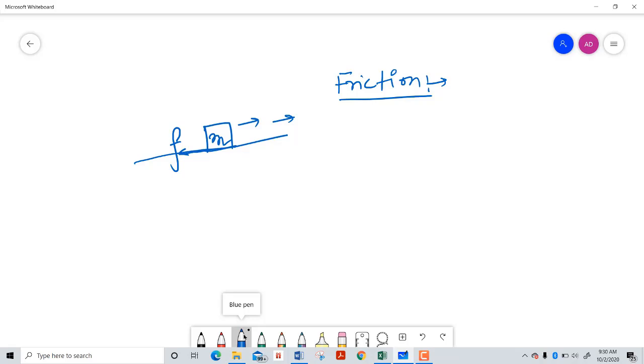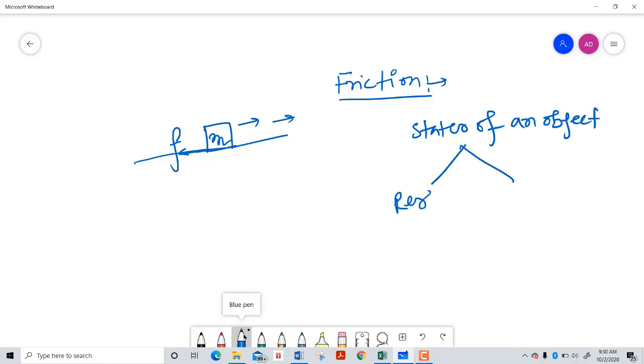Now an object has two conditions, called the states of an object. What are the two different states? One is rest, another is motion. So an object can be at rest or in motion. Suppose an object is initially at rest and has a mass of m, and you are applying lots of forces to try to move it.